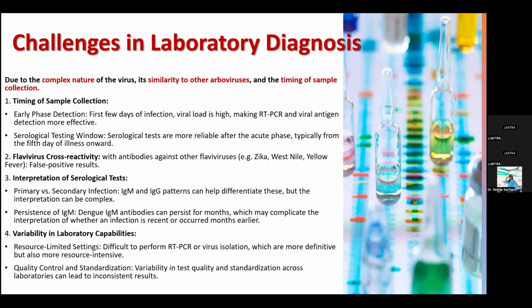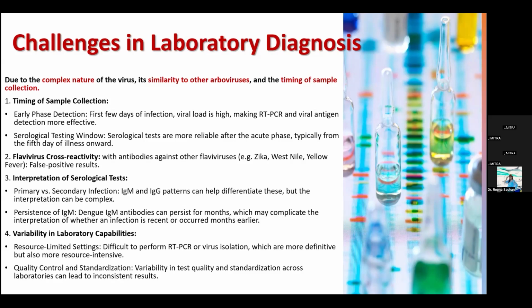So coming to them one by one, timing of the sample collection, like in early phase detection, in the first few days, what we need to do, we can go for viral load testing and making RT-PCR as most specific and most sensitive test. Then viral antigen detection can be most effective in the acute phase of viremia. Then serological testing window shows that serological tests are more reliable after the acute phase, and typically from the 5th day of illness onward. And then later, if IgG is to be detected, that can, in primary cases, be from 10 to 14 days.